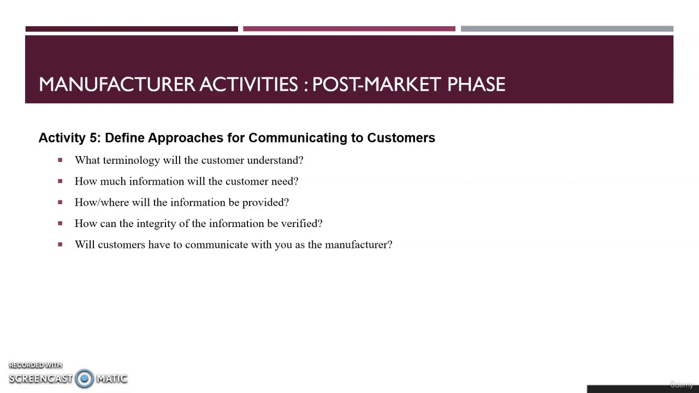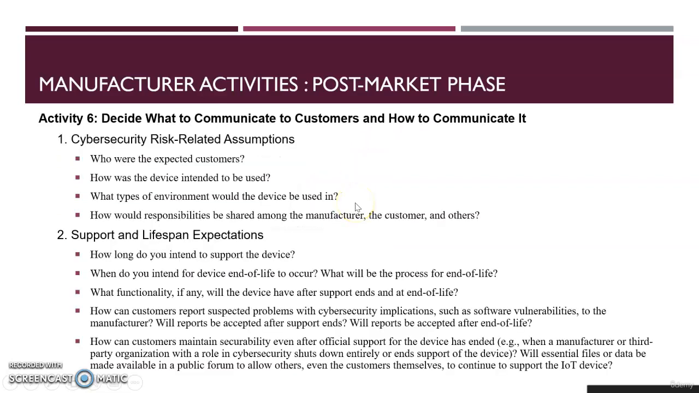Our next activity corresponding to the post-market phase is decide what to communicate to the customer and how to communicate. First, we should have a channel. Second, what to communicate and how to communicate is very important. There are many potential considerations for what information a manufacturer communicates to a customer for a particular IoT product and how that information will be communicated. The rest of this section contains examples and topics.